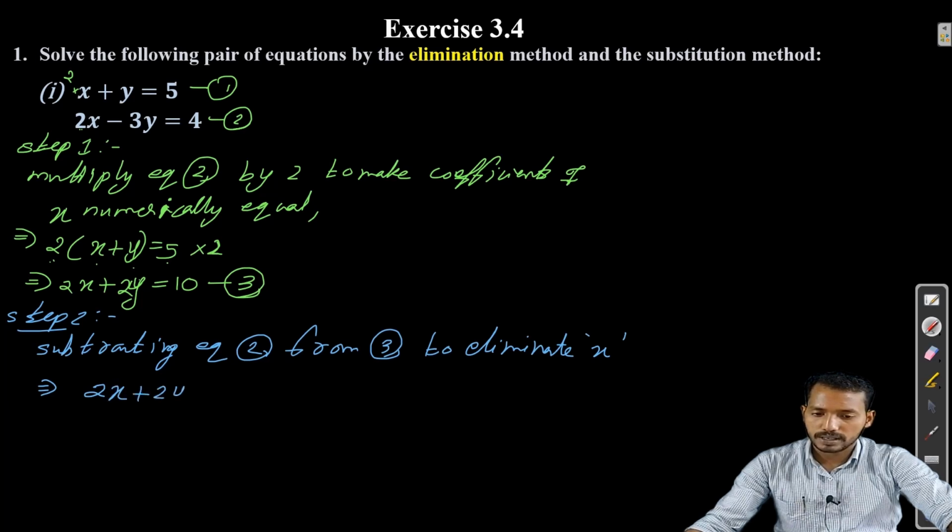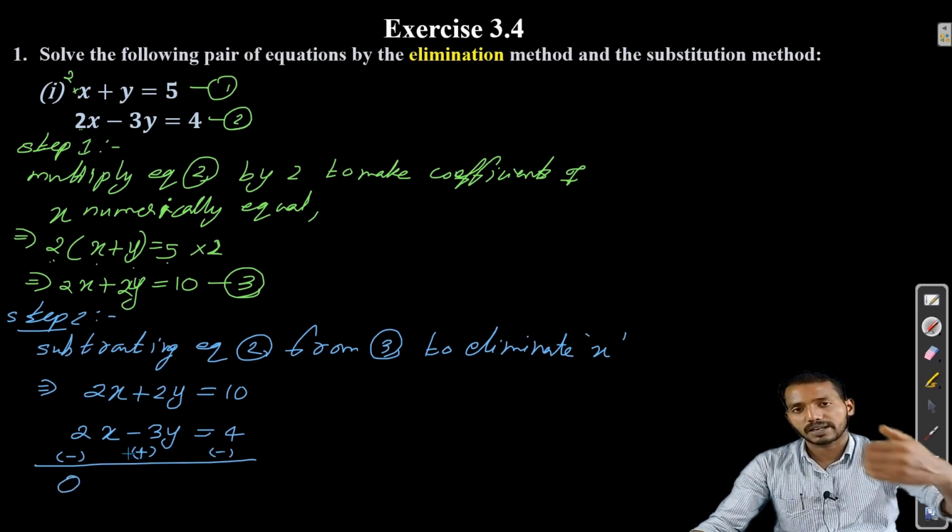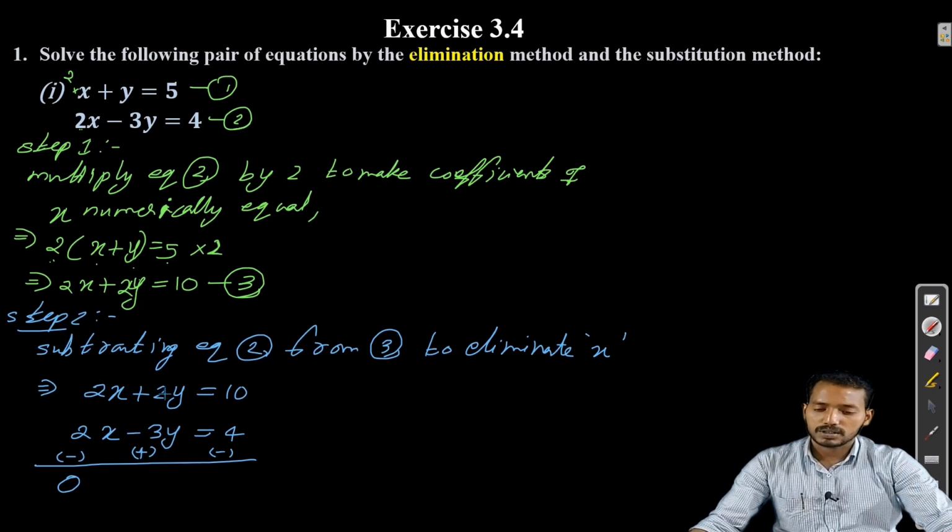2x plus 2y is equal to 10, and write the equation number 2, 2x minus 3y, which is equal to 4. Subtract it. During the subtraction, change the sign. Plus 2x becomes minus 2x, minus 3y will become plus 3y, and plus 4 will become minus 4. 2x minus 2x equal to 0. That means x is eliminated. Plus 2y plus 3y is equal to plus 5y, which is equal to 10 minus 4, equal to 6.